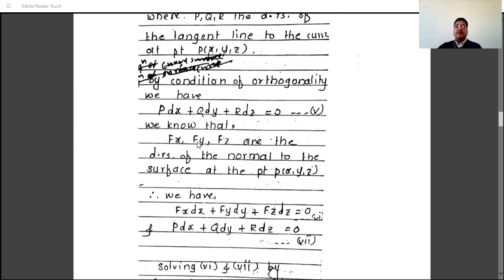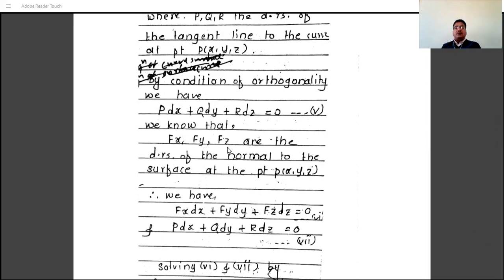And we know that this fx, fy, fz are the direction ratios of the normal to the surface at the point P(x, y, z). So this fx, fy, fz is what? Is del f. What is the geometrical meaning of grad phi, grad f? The grad f is the normal vector to the surface. So what is del f? Del capital F is ∂f/∂x i plus ∂f/∂y j plus ∂f/∂z k, that is fx i plus fy j plus fz k. And what is the meaning of del f? Del f is normal to the surface.